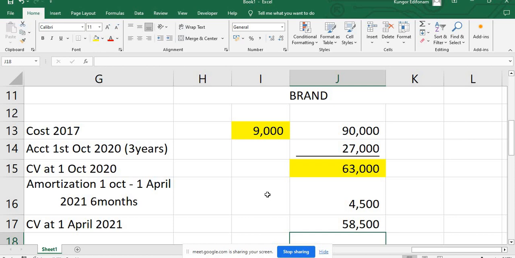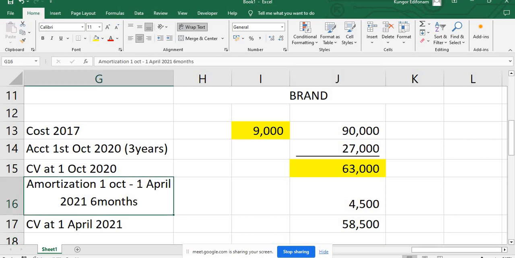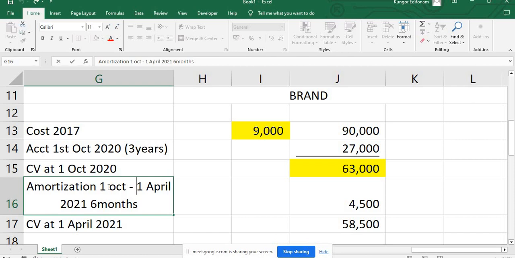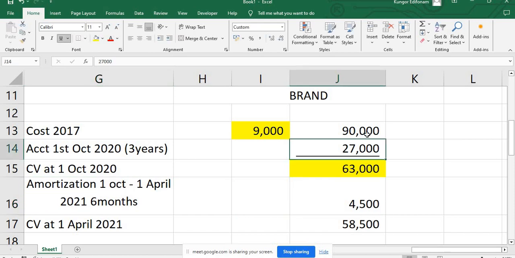So the actual accounting year is 1st October 2020 to 30th September 2021. But within the year, mid-year, 6 months, we tested for impairment. The standard says that the moment you test for impairment, calculate the carrying value as at the date you tested for impairment. As a matter of fact, we should have just added this to this and then less it from 90,000 so that we'll get 58,500.